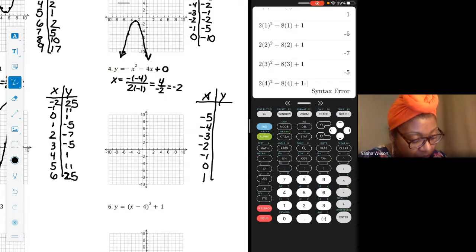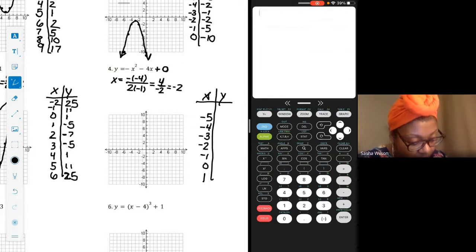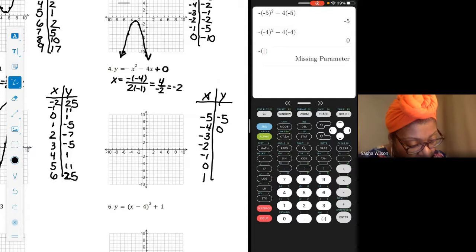So we have negative parentheses negative 5. So important to make sure that you are using parentheses when you evaluate, plus 4 times negative 5. And we get an output of negative 5. Then we have negative parentheses negative 4 squared minus 4 times negative 4. And we get 0. We'll continue on.